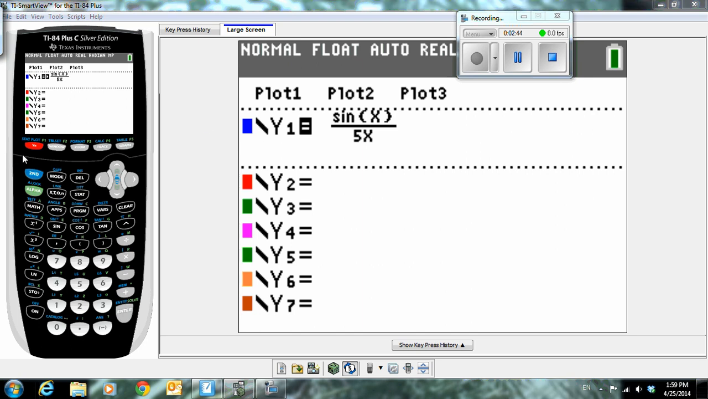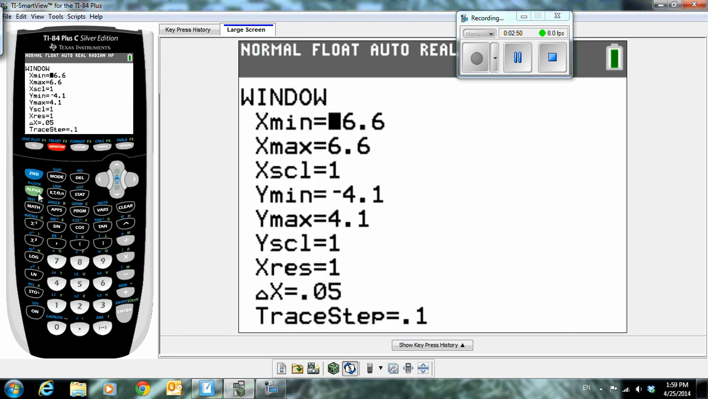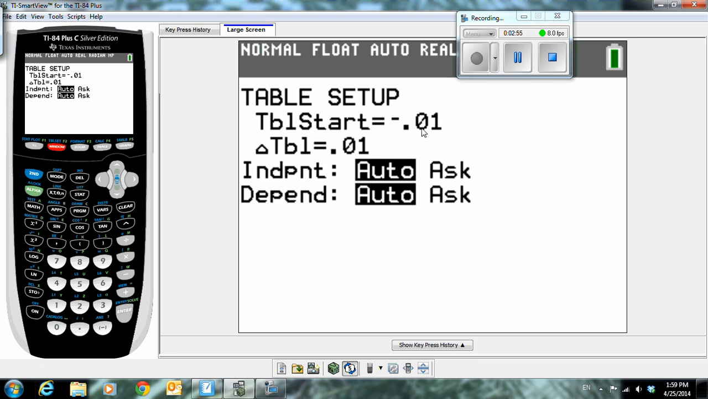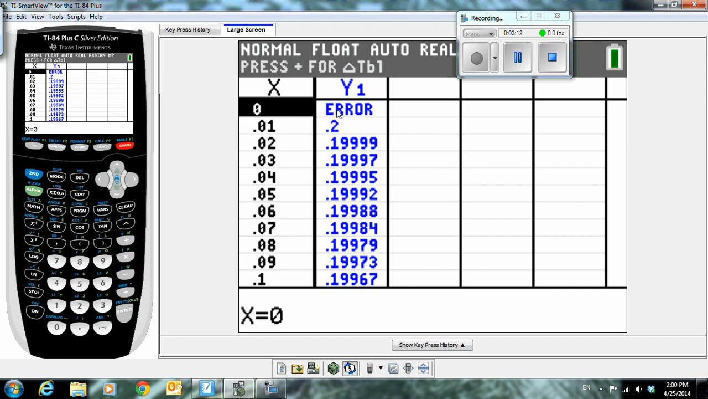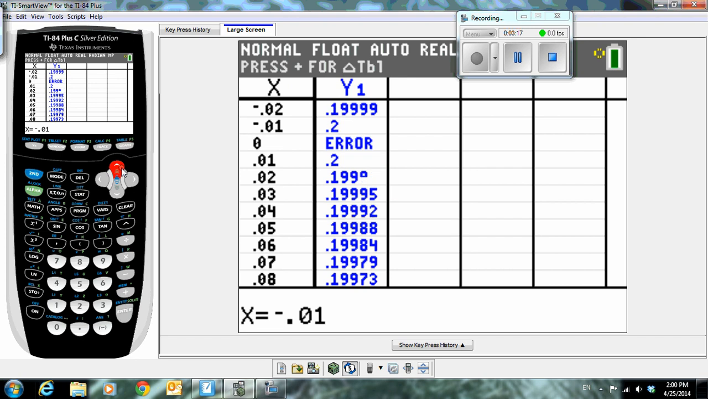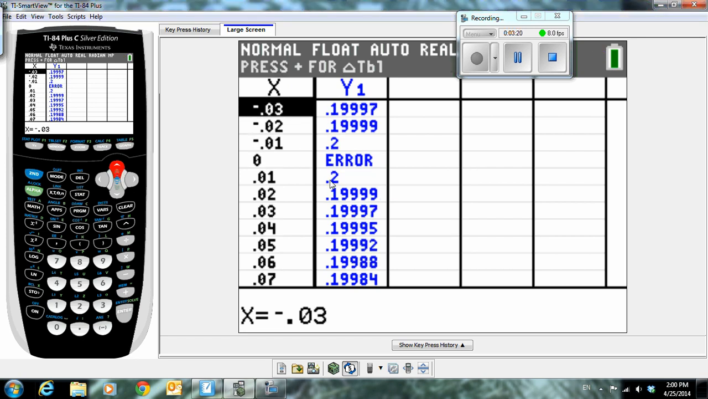Since I'm looking for the limit as x approaches 0, I will also go to my table set and make sure that I start at 0, but go by 0.01 to see what's happening right before 0 and right after 0. From there, I'll go to my table. Yes, it starts at 0, and of course 0 gives an error, but look what happens at 0.01. You get 0.2. Let's look at what happens right before 0. You also get 0.2, 0.199999, which is approximately 0.2.